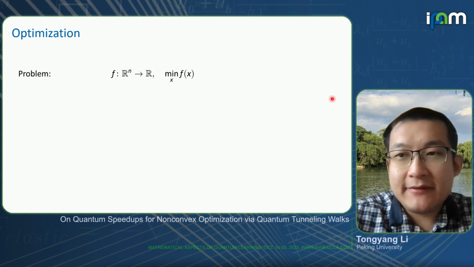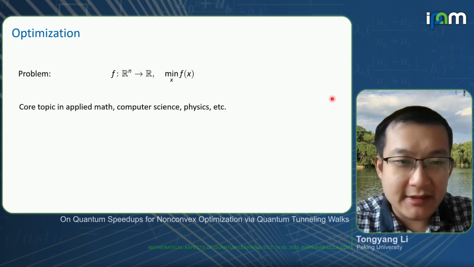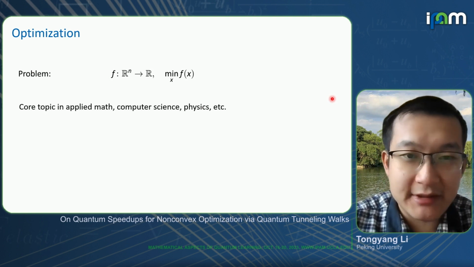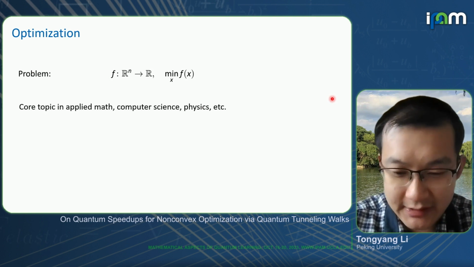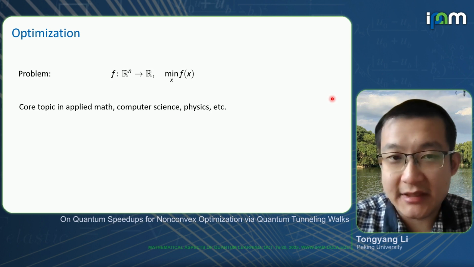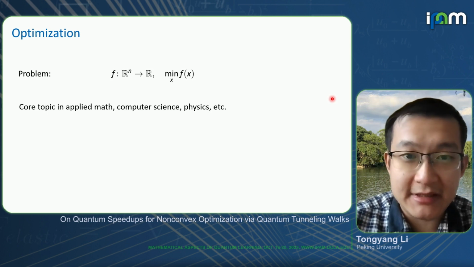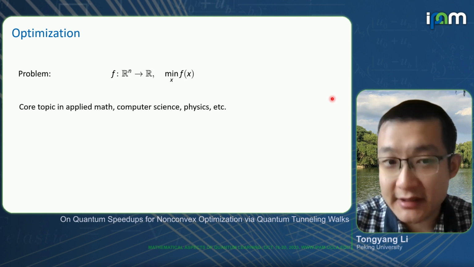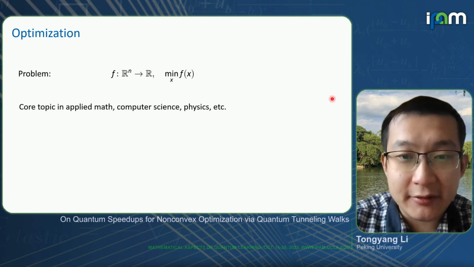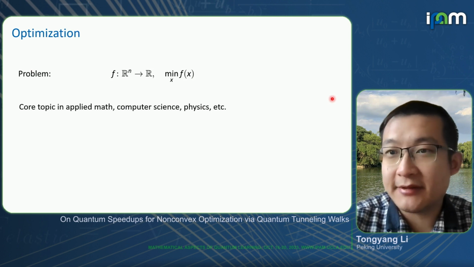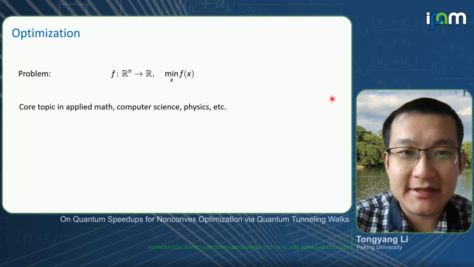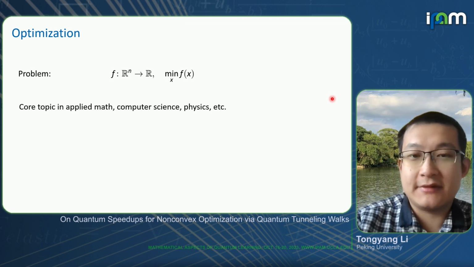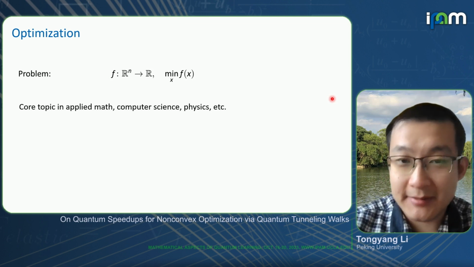Optimization is probably one of the most important problems in applied math. It's a very fundamental problem that we want to talk about. We have a function f with an input in R^n, so it's mapped to R, and our goal is to minimize this function f(x). In general, you can also talk about a maximization problem, but it's just an inverse problem. You take a minus sign and it becomes a minimization problem. So for the talk today, let's talk about minimization.